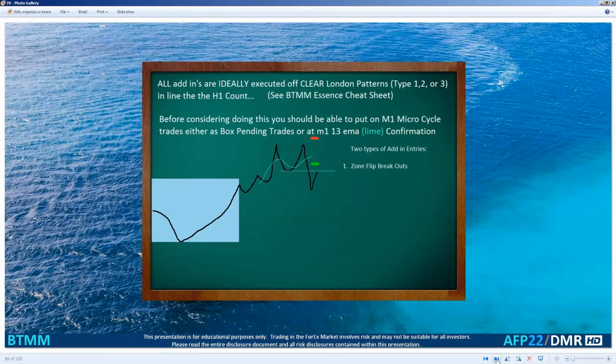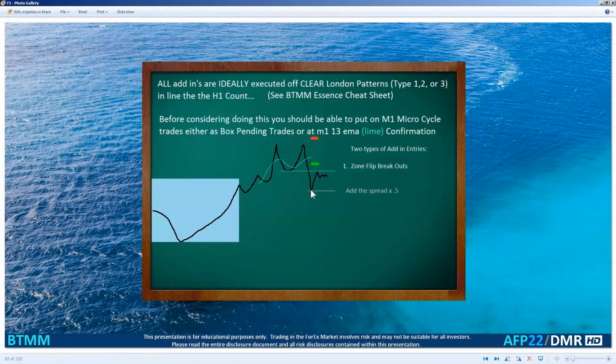Price pulls back into that area, reverses off of it, then you're set up to add in. Okay, what we're going to do is take a breakout of this area, but we're not going to take just a literal breakout. We have to be smart about how we do this. And this is where the 11 months of study and development of this has come into play, all right?